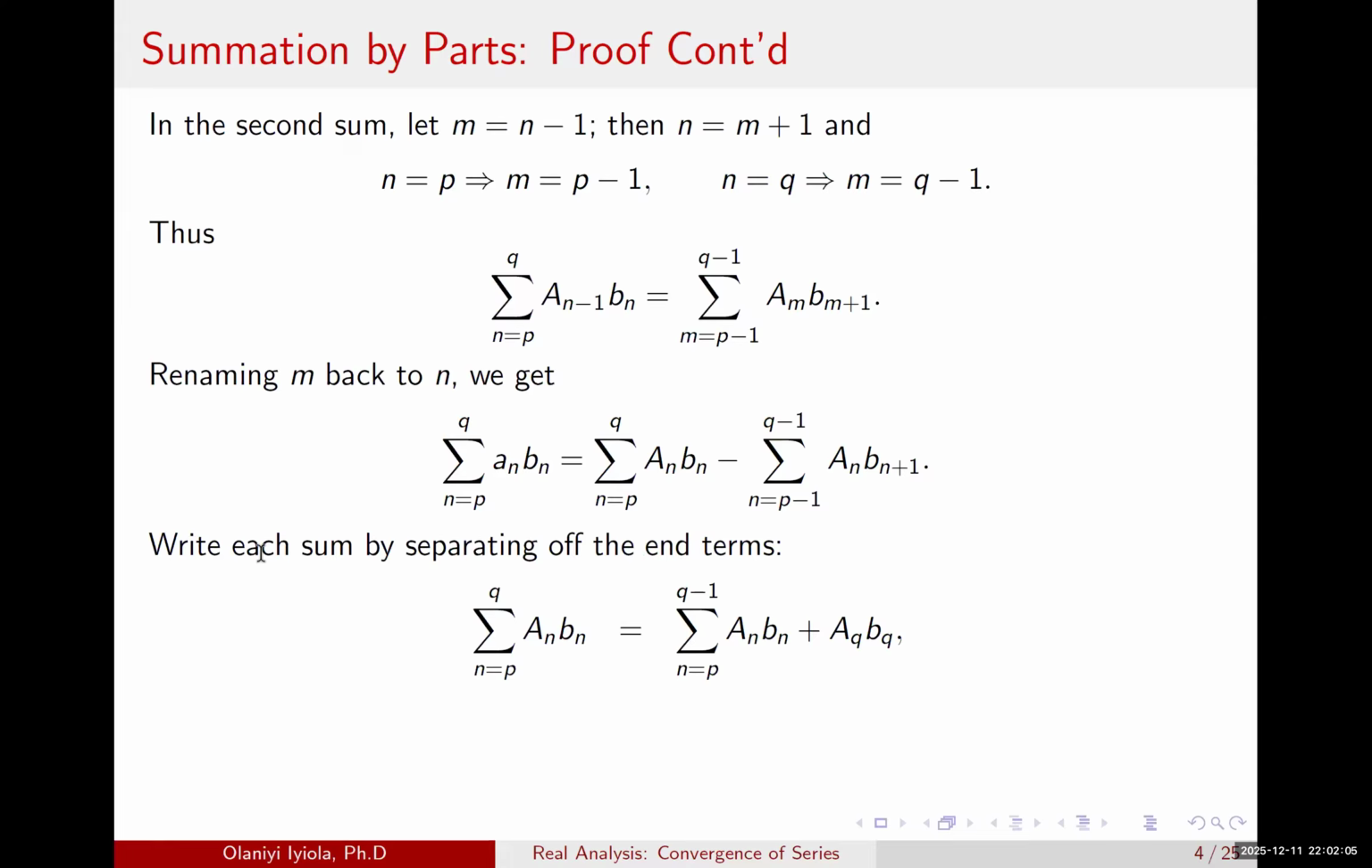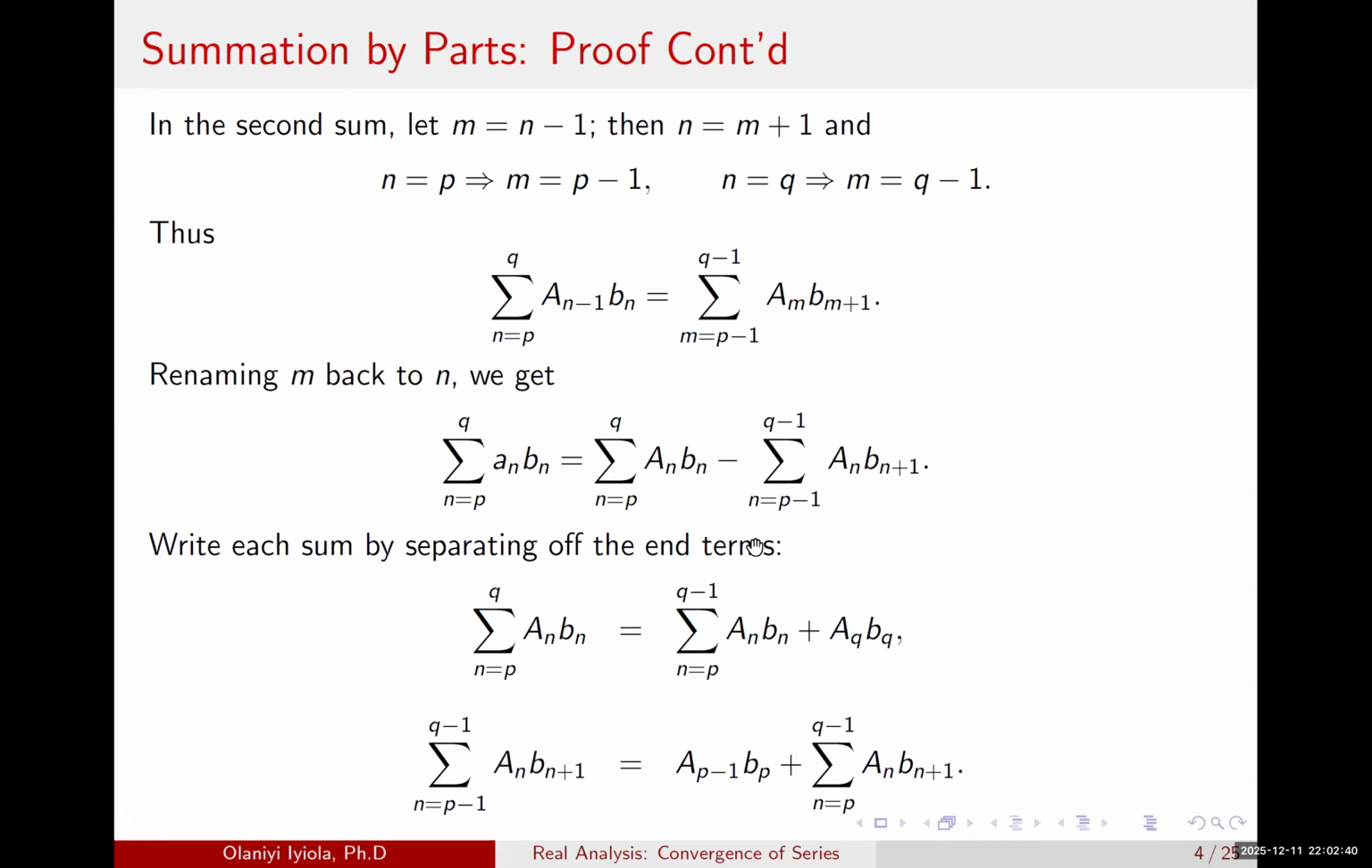All right, so write each sum by separating off the end terms. What I do in the first sum, on the right-hand side of this equation, is try to have the endpoint be q minus 1 so that it's matching with this second sum. And you only do that by just separating the q term. So I just pull out the q term. When n is q, you have A_q b_q, and so the sum stops at q minus 1.